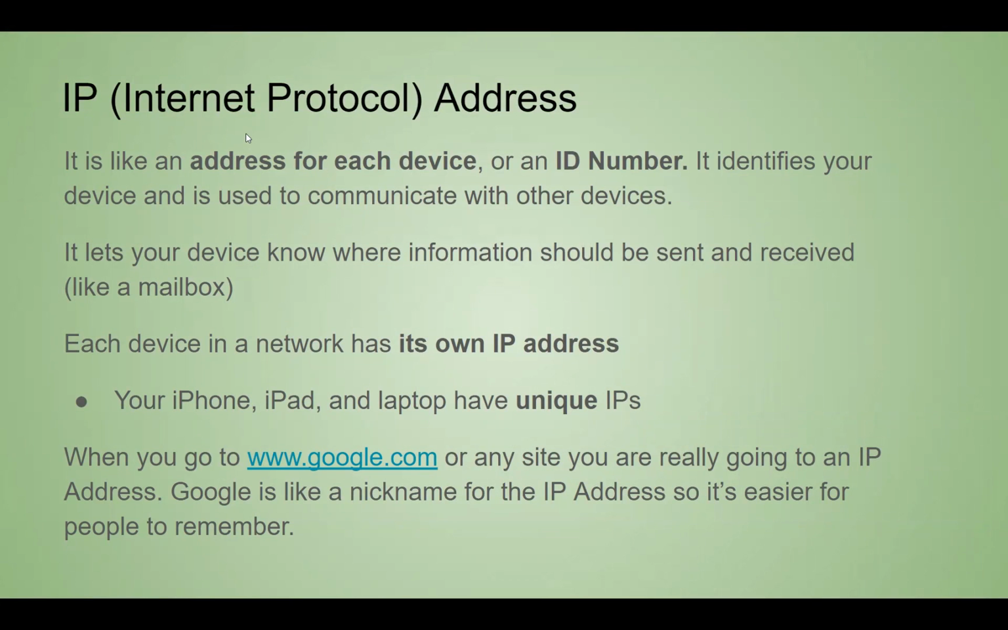Now to the IP address. An IP address is the address that a device has, and it's like an ID. It's an identification for devices to know who you're talking to when you're communicating between two devices. Every device has a unique IP address. So a computer and an iPad will have different IP addresses. Furthermore, when you go to a website, you're actually going to an IP address. For example, with www.google.com, you're actually going to an IP address, but we use google.com since it's easier to remember to type than a string of numbers.